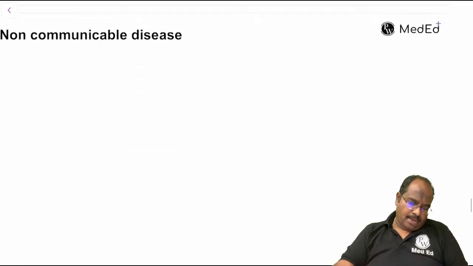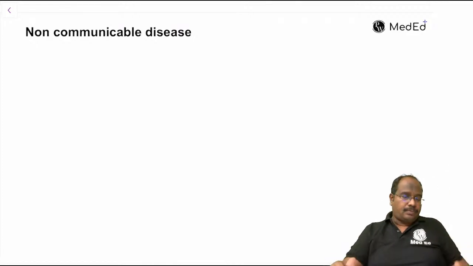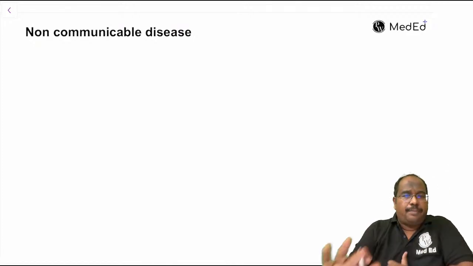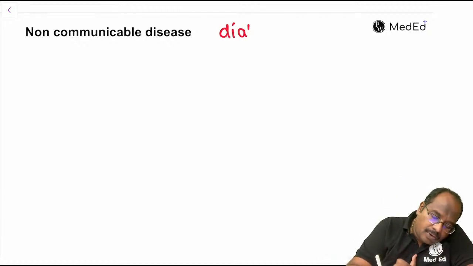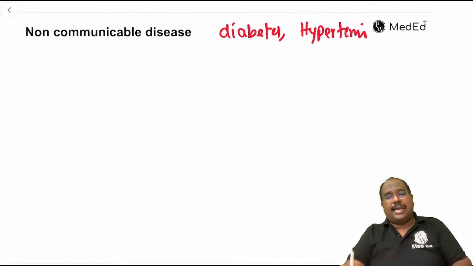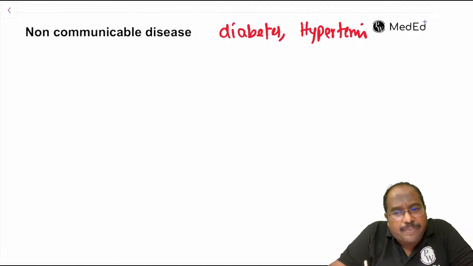Right. Now let us start for a non-communicable disease case. Suppose it's a case of diabetes and hypertension. So what to focus here? In case of diabetes and hypertension, what is the primary objective?